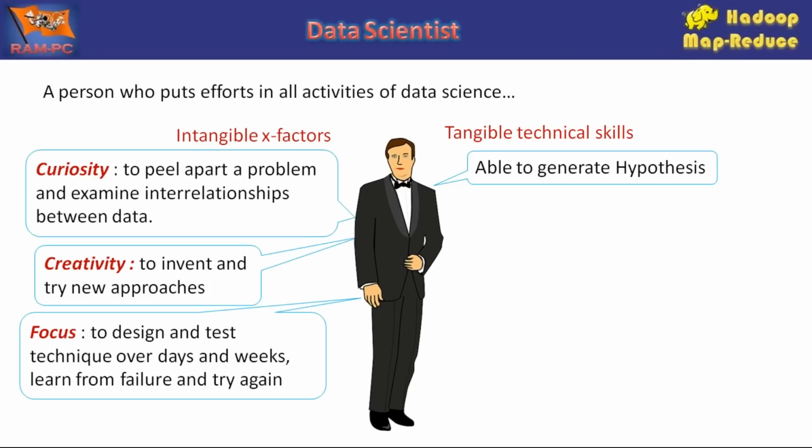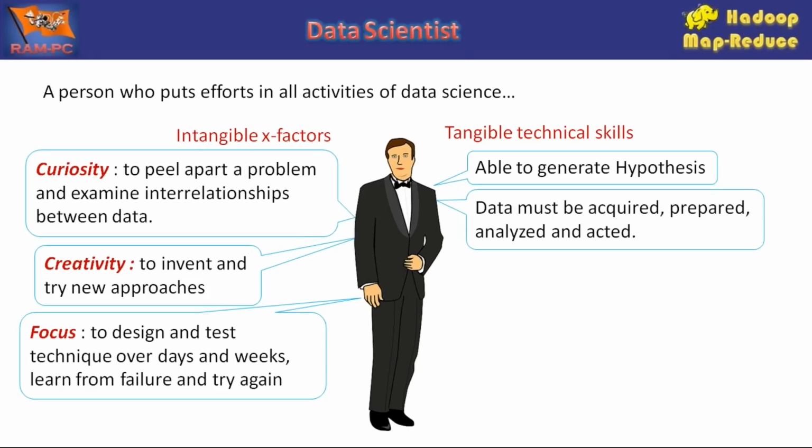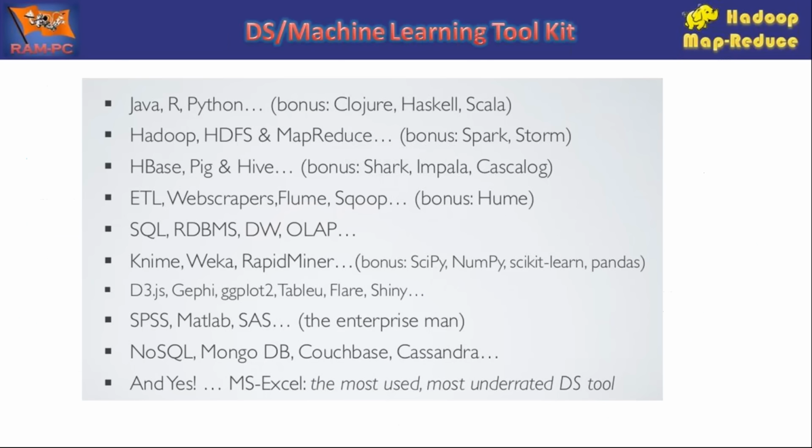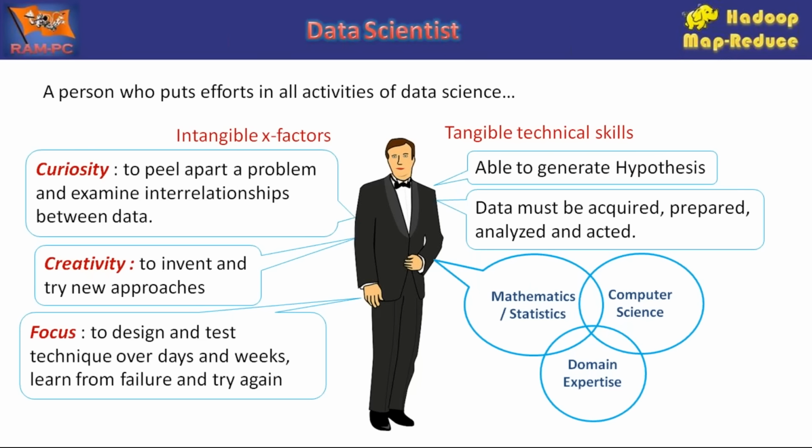You are able to generate the hypothesis, and data must be acquired, analyzed, prepared, and also acted upon. And actually these are the phases of data science. Okay, and then mathematics, statistics, computer science, and domain expertise, all these are the required things, right? So the right hand side you can learn easily, but the left hand side you have to build. Okay, that is very important.